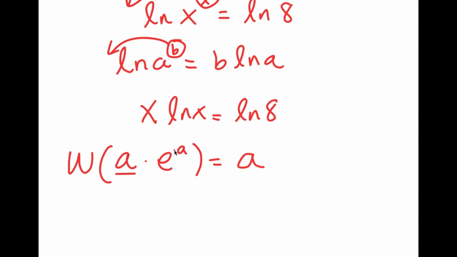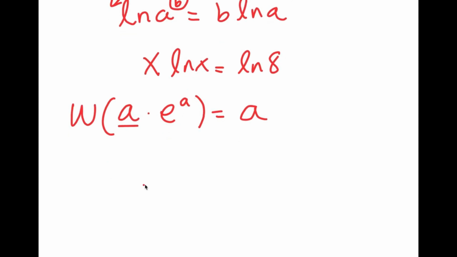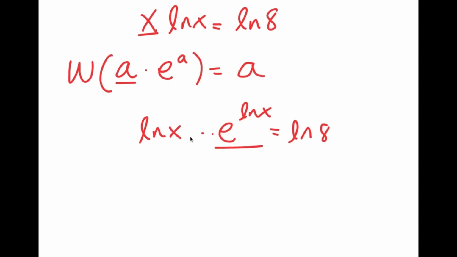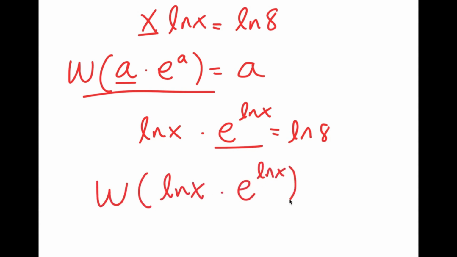So in this case, I'm going to rewrite this as ln x times e to the power of ln x is equal to ln 8, because x is the same thing as e to the power of ln x. So now I can use this formula. So I'm going to take the W on both sides. So I have W of ln x times e to the power of ln x is equal to, what I have to do on one side, I have to do the other side. So W of ln 8.